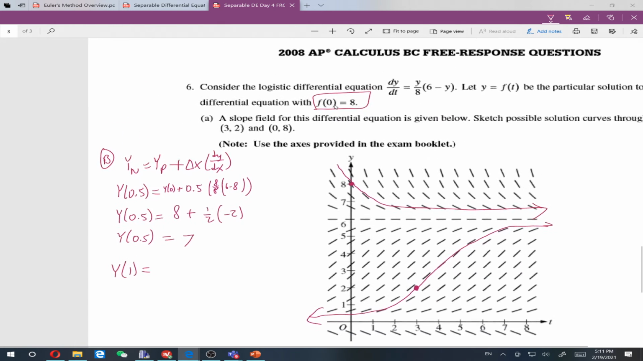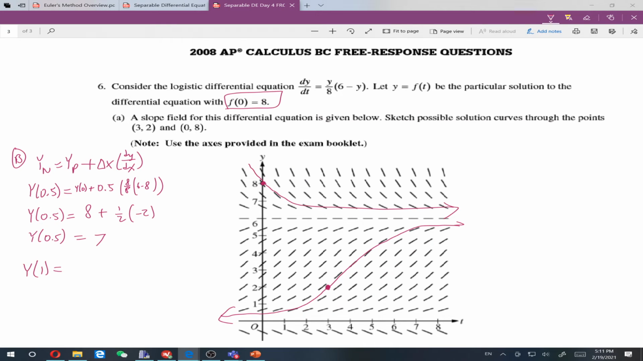Put the y1 is equal to y previous, so y of 0.5, plus 0.5. Okay, y at 0.5 for our previous one, plus change next. So 0.5, 0.5, I'm going to write this fraction. Then dy over dx, so y over 8.